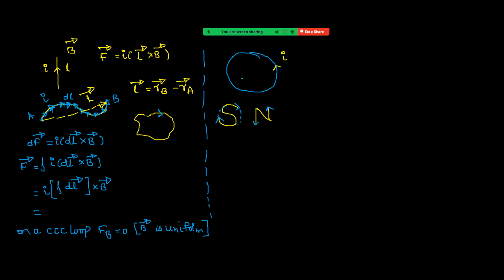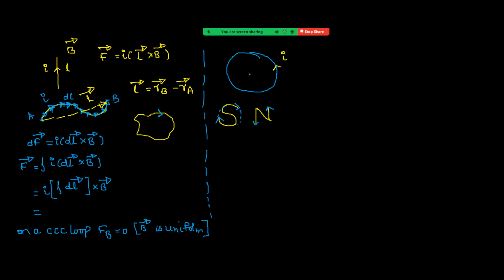So a current carrying loop is acting as a magnetic dipole. Means it is acting as a magnet. It has two poles, north pole and south pole. If current appears to be clockwise, it is acting as south pole. If current appears to be anti-clockwise, that face acts as north. So this is now magnetic dipole.